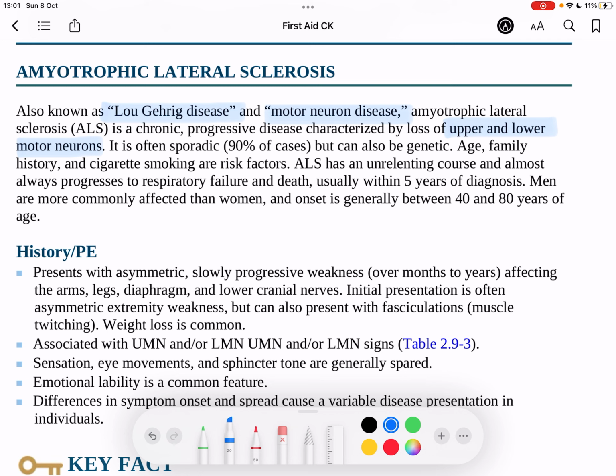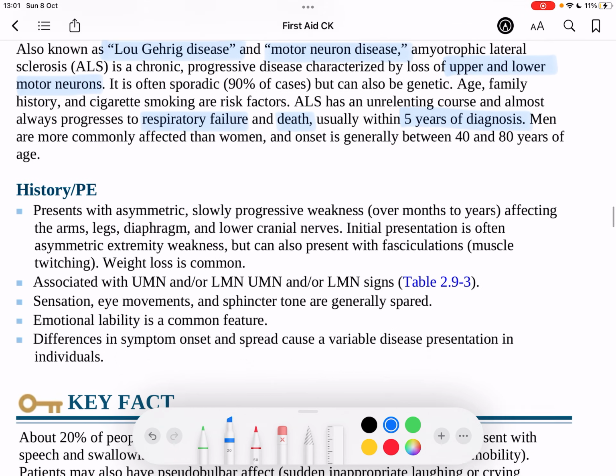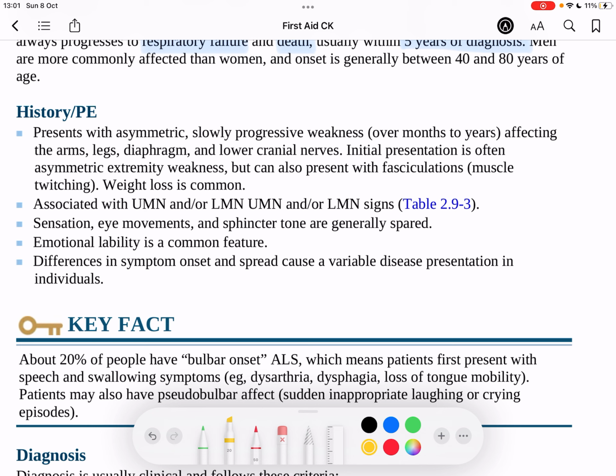ALS has an unrelenting course and almost always is progressive and leads to respiratory failure and death. Usually within 5 years of diagnosis this will be seen, but there are some cases, obviously like Stephen Hawking, who had ALS for considerably longer than 5 years, but most patients unfortunately do die within 5 years. Men are more commonly affected than women, and the onset range is huge, between 40 years old and 80 years old. So let's talk a little bit now about the history.